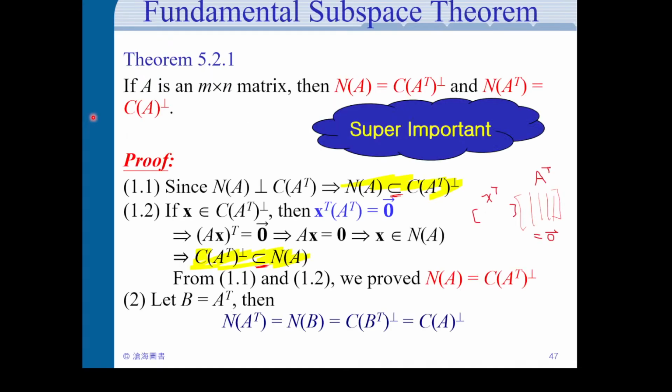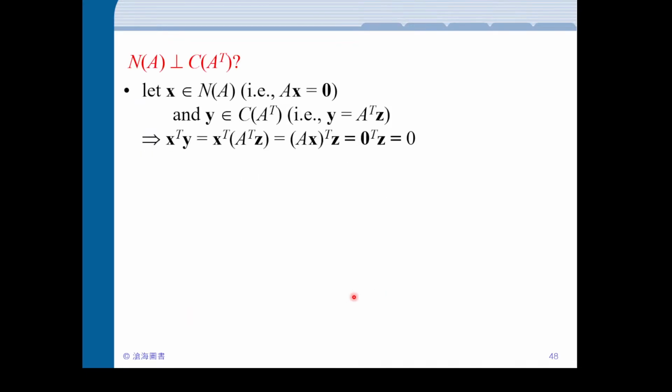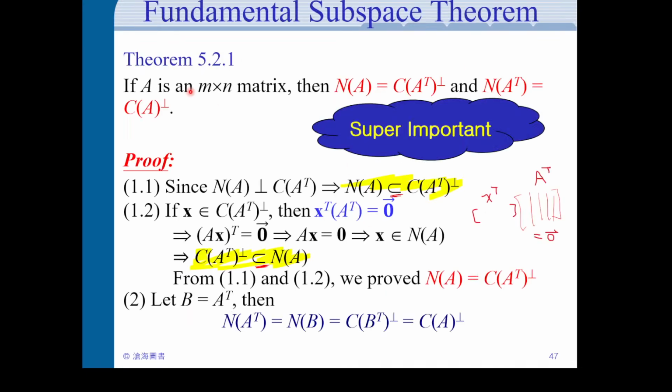Okay, so here is our theorem. It is one of the most important theorems, and it says that the null space of A is the orthogonal complement of the row space of A. And we can see some examples. So A is this thing, and here we actually prove the second part. We want to say that the column space of A and its orthogonal complement is the null space of A transpose.